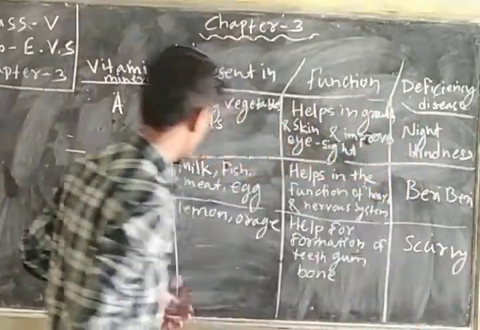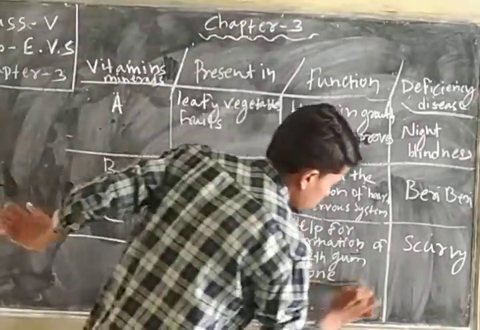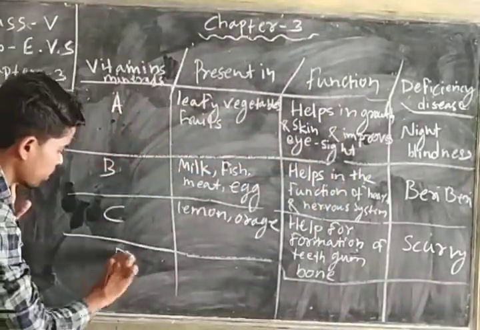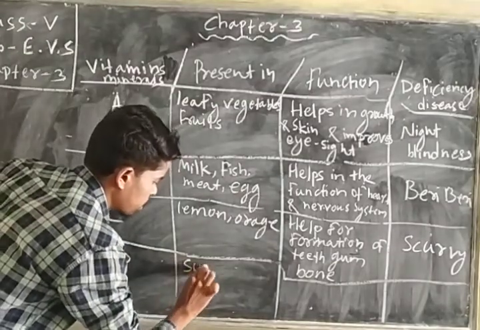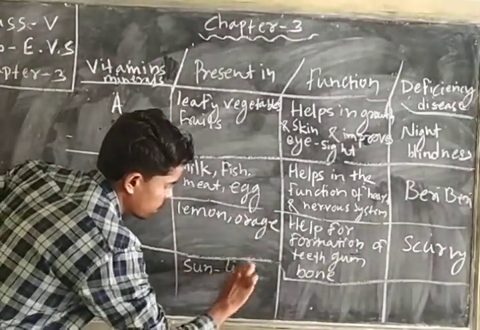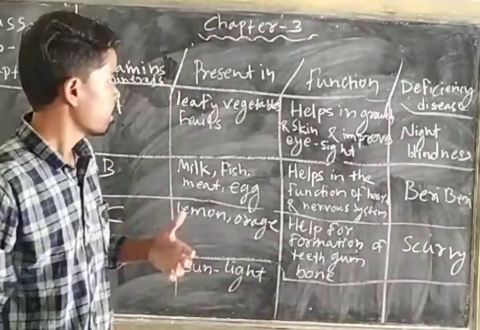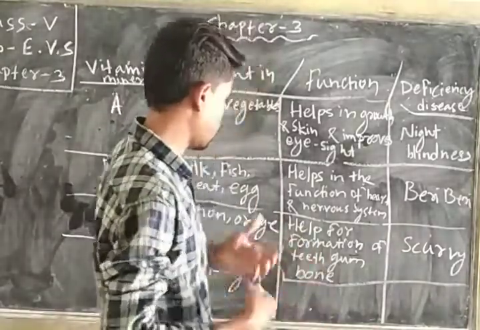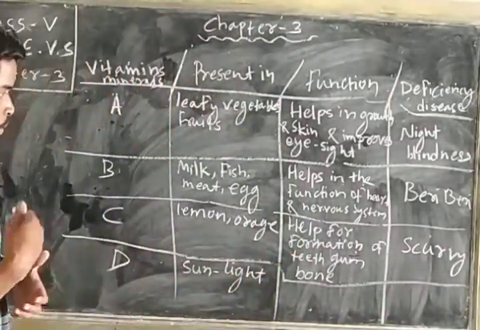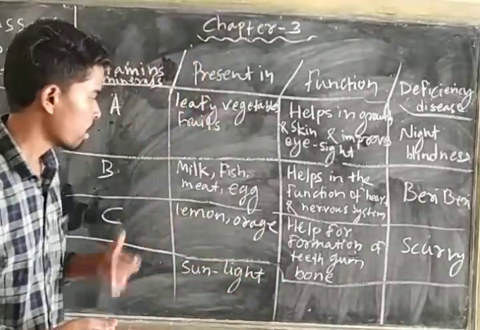Okay, now come to vitamin D. Vitamin D is present in sunlight. And the function of vitamin D is mainly to help us in the formation of the bone.